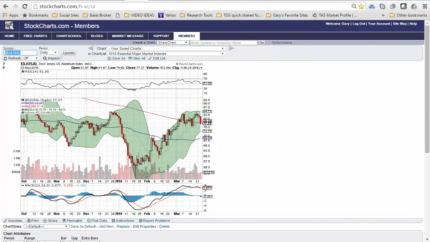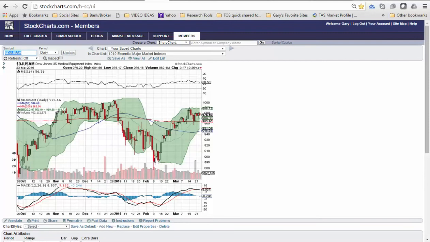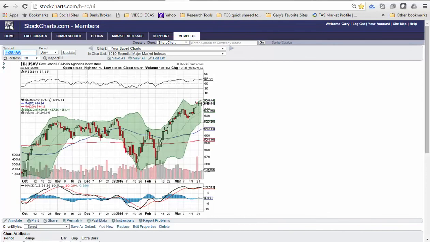This one here, aluminum index, negative divergence. And I'm pretty sure Alcoa is already in their blockout period, so that could be helping support this negative divergence. And then medical equipment, starting to show signs of a negative divergence. We'll see what happens. That's an early one there. This one here, definitely a negative divergence.